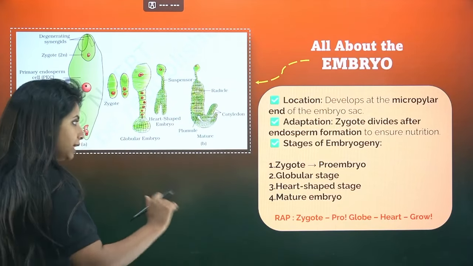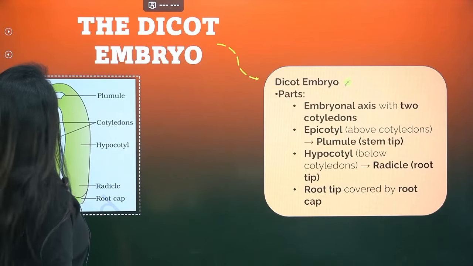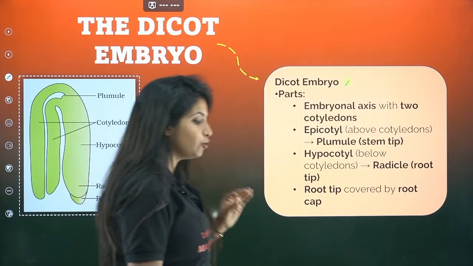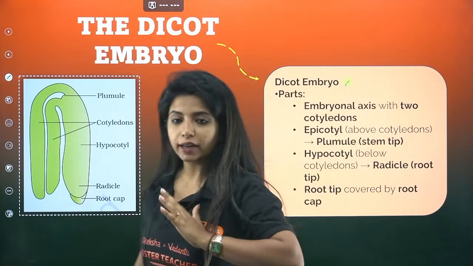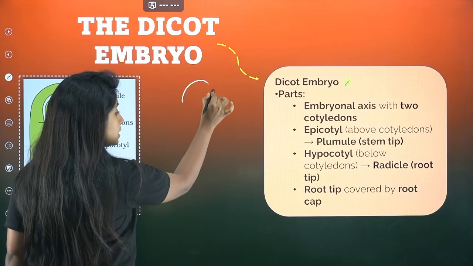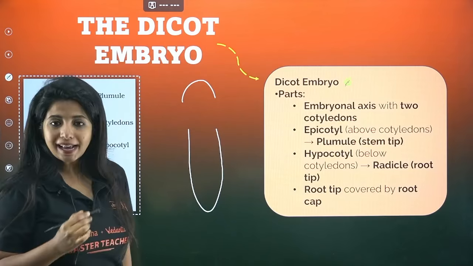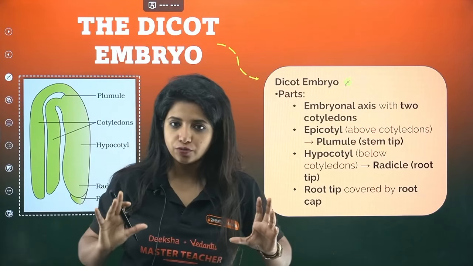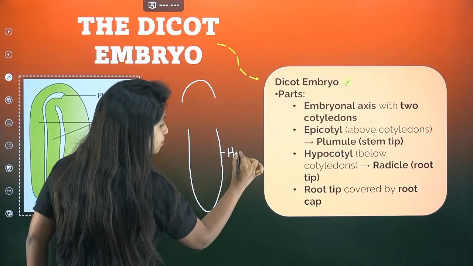Done? Yes. So the zygote divides, and as I said, it forms two types of embryo. One type is known as the dicot embryo. Everyone attempting the PU2 board examination should know the diagram of both the dicot as well as the monocot embryo. The dicot embryo goes like this. The embryo will have an axis, known as the embryonal axis, which is going to form the root and the shoot. This lower part that you see is known as the hypocotyl region.